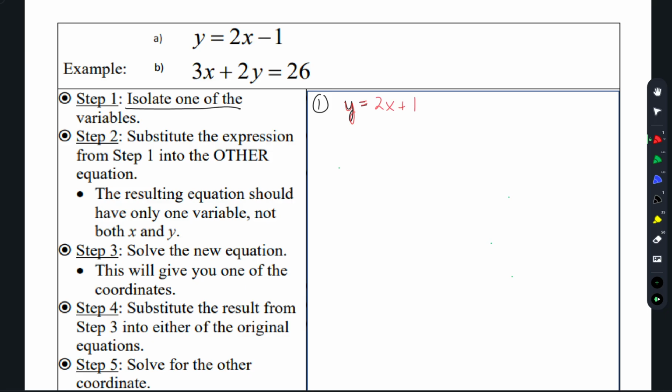Okay, then for step 2, since it's already isolated, what you're going to do is plug in this huge thing in for y in the other equation. So since it's y equals, I'm going to plug all that junk in for y.